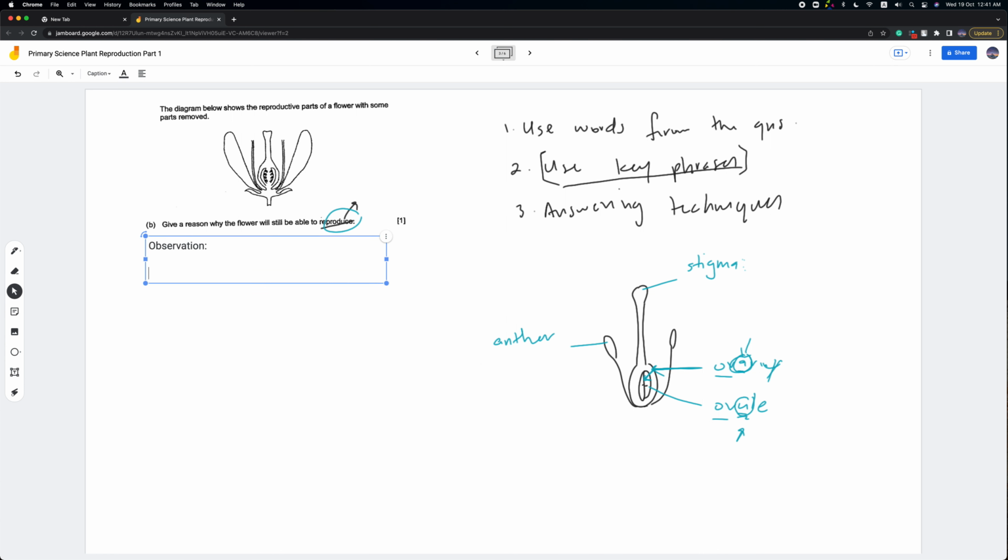Observation, concept, conclusion. If you can still remember from the first video, observation is basically just what we see from the diagram. So we can say the flower has a stigma, ovary, and ovule.